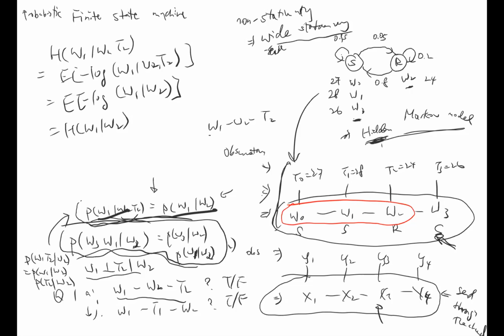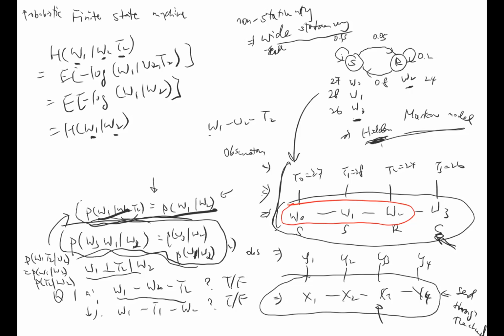So this is again very intuitive. If we are talking about the remaining information of W1, knowing W2 and T2, if I have a Markov chain, then it will be the same as the remaining information of W1 knowing just W2. It doesn't matter. Once I know W2, I don't care about T2.